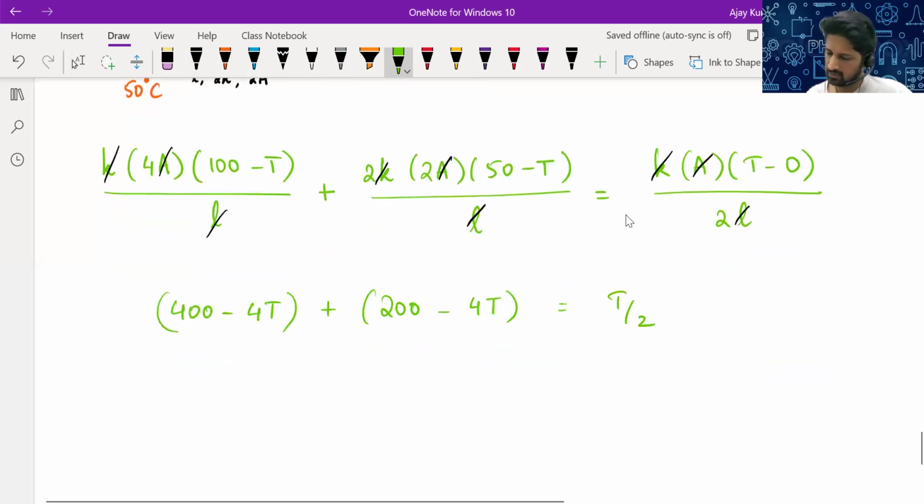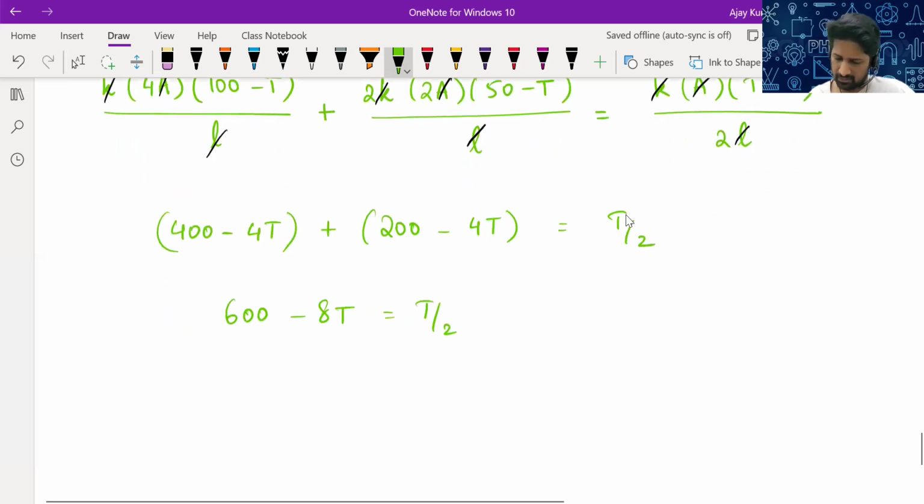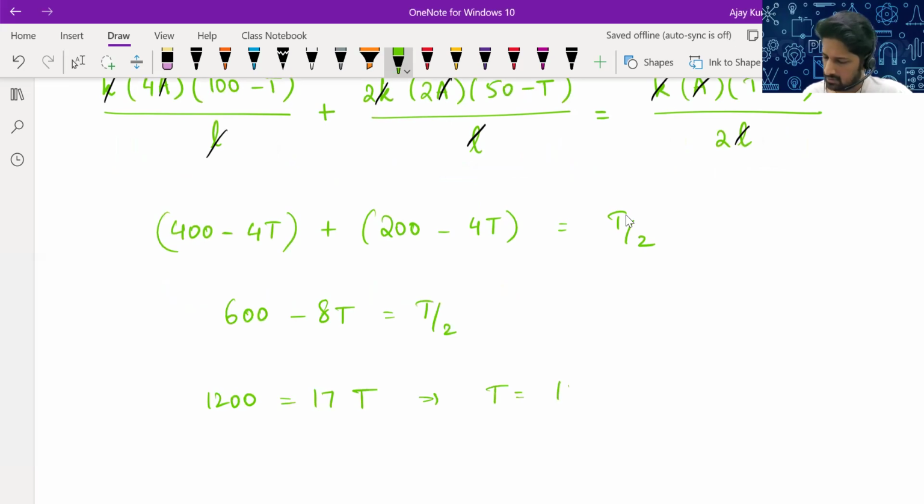That's all. Solving this, we can get the answer for T. 400 plus 200 is 600, minus 8T is equal to T by 2. Cross multiply, simplify. You get 1200 is equal to 16 plus 1, 17T. So T becomes 1200 by 17. How much is that approximately?